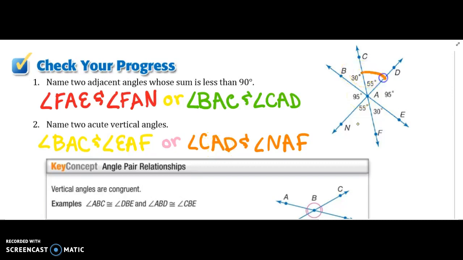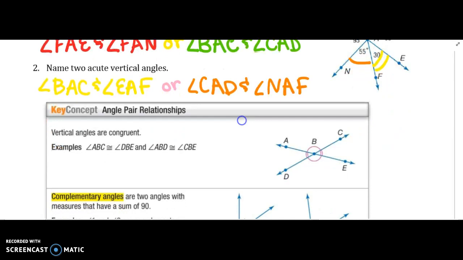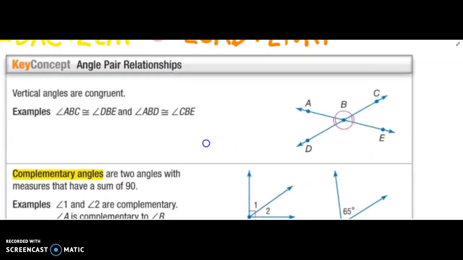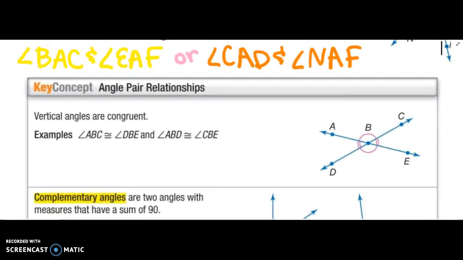But you have CAD and NAF, which are the orange angles, or you have our two 30-degree angles. Either one of those worked. Okay, so here's that definition. The vertical angles are congruent, always. Okay? So you should have two sets. This should be congruent, and this should be congruent.